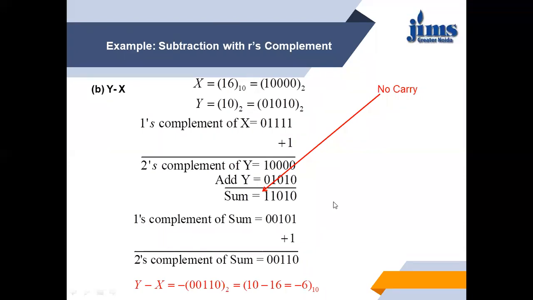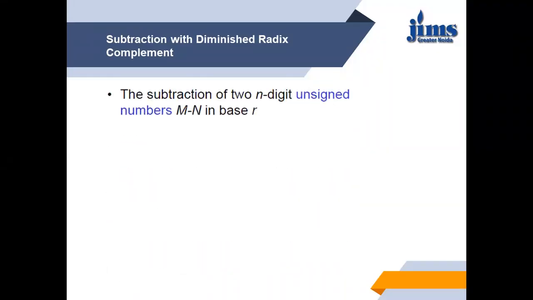So now we have to move to another topic: the same process to perform subtraction can be done with the diminished radix complement, that is, the r minus 1's complement. Let us take a quick look at the algorithm. Then when we solve the question, it will be much easier, because in some cases the algorithm is tough to understand, as it is totally mathematical manipulation. When we do it ourselves, then it is very easy. So, subtraction with diminished radix complement. Let us first discuss the algorithm.